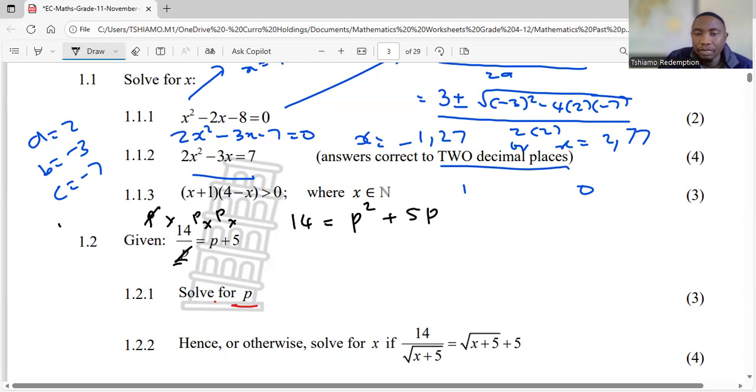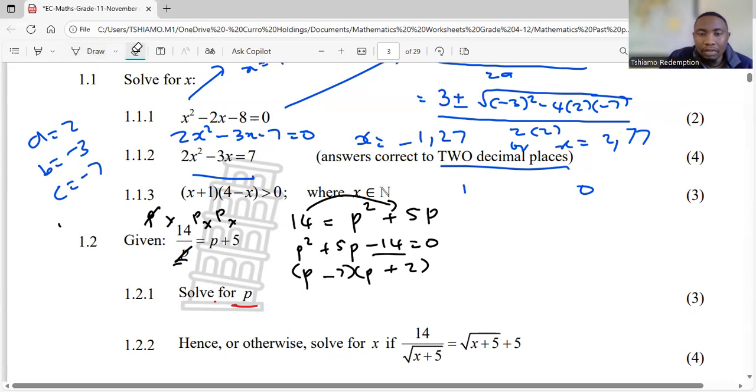And then standard form: take everything to one side, equate to 0. Take this one to this side. Since it's positive, it's going to be negative, then equate to 0. Then factorize. Factors of 14. The bigger number takes the sign of the middle term. So 7 has to be positive, this one negative, meaning p is -7, p is 2.